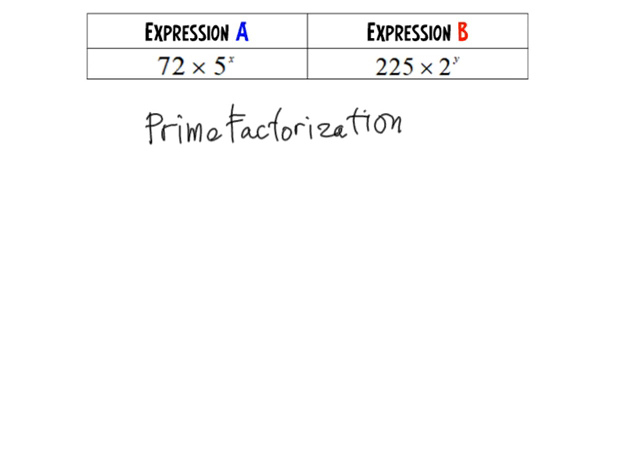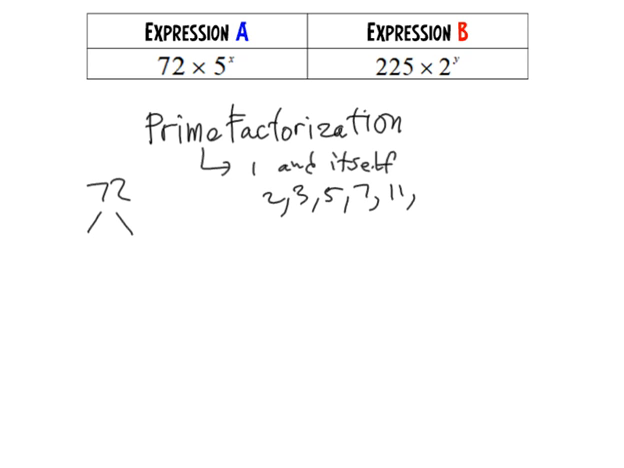What that means is if I think of 72, I can break 72 down into what's called its prime factors, meaning prime numbers that are multiplied together to get 72. Just to remind you, prime numbers are those numbers which only have 1 and itself as factors. So, for example, 2, 3, 5, 7, 11, and 13 are your first 6 prime numbers because they only have 1 and themselves as factors.